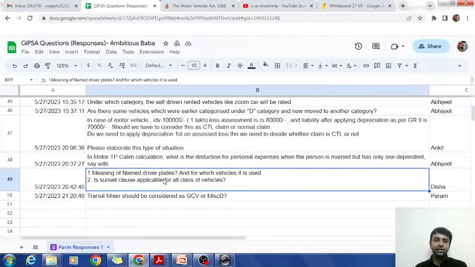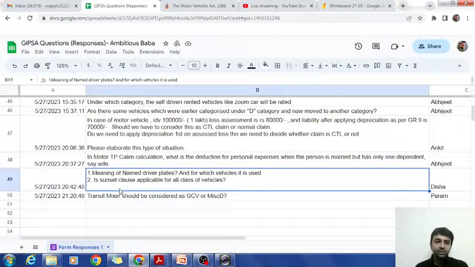Next is the meaning of named driver plates and for which vehicle it is used. There are named driver policies. It is generally used in the motor trade road risk policy. The policy can be issued in 2 forms: a named driver policy or a trade plate policy. You can mention the trade plate number, or you can mention the specific driver who can drive that vehicle. These policies are generally issued to dealers. They are called motor trade road risk policies.